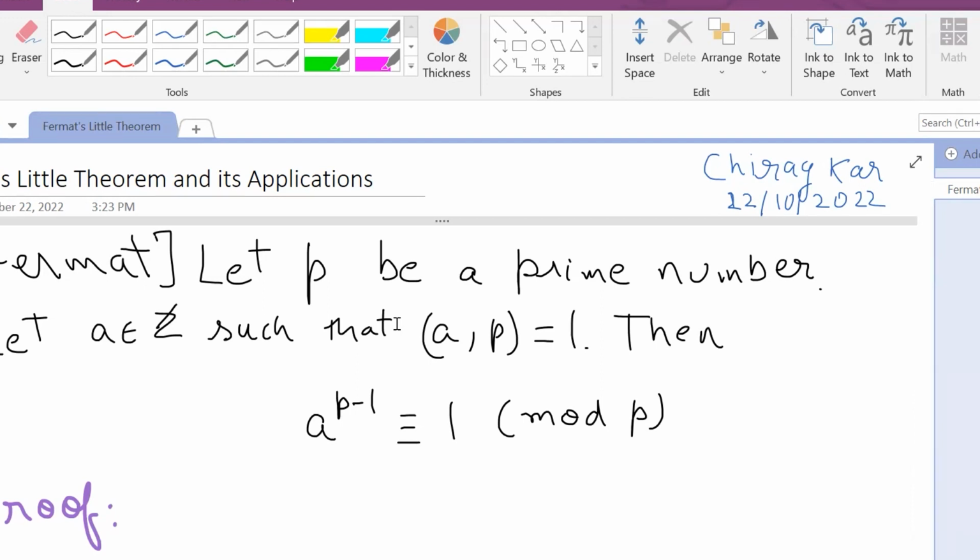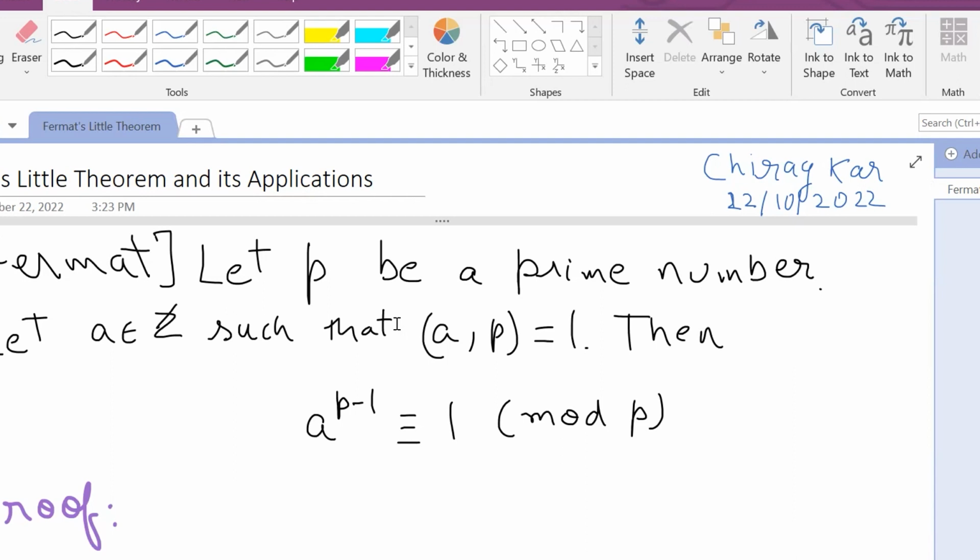Today, my talk is going to be on Fermat's little theorem, a very basic theorem in number theory, which has massive applications. So let's begin then. Let's dive straight into it.